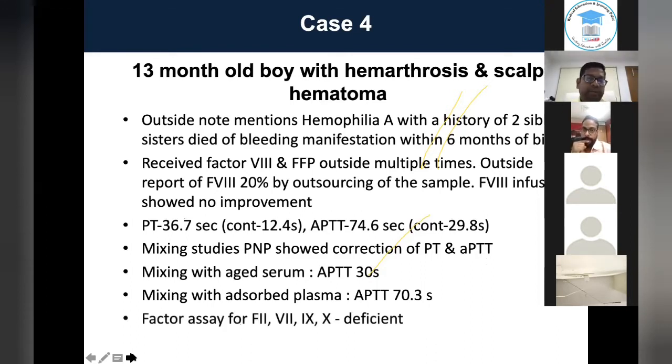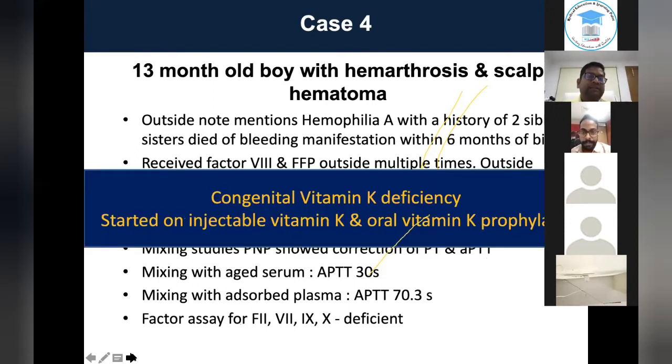So we did a factor assay for 2, 7, 9, 10. All those factors are deficient. So can anybody now say the diagnosis? Okay. The patient is actually suffering from congenital vitamin K deficiency. Why congenital? Because there are two family history where sibling sisters have died. That is the reason congenital.